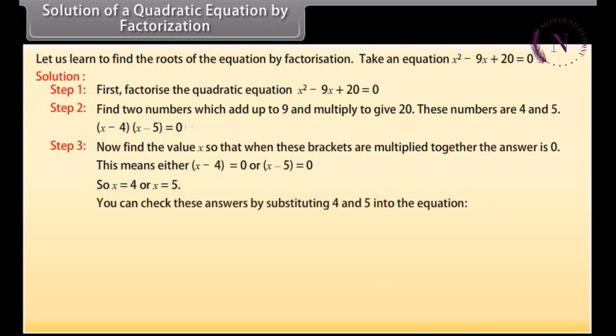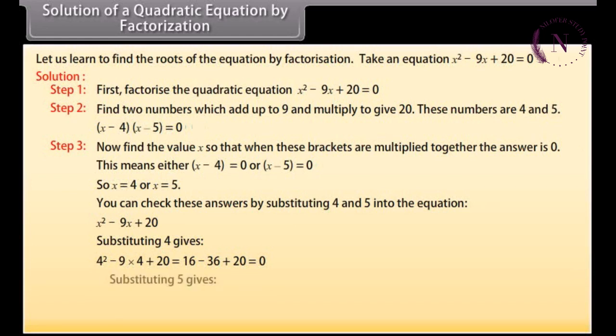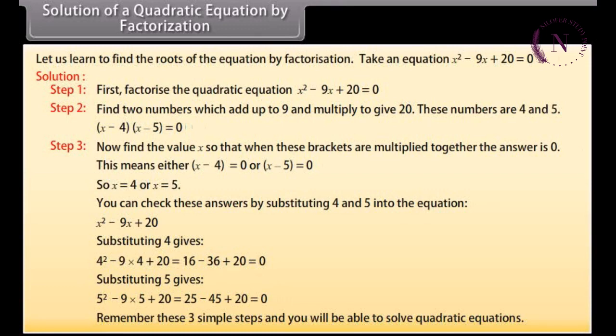You can check these answers by substituting 4 and 5 into the equation x squared minus 9x plus 20. Substituting 4 gives 4 squared minus 9 into 4 plus 20, which is equal to 16 minus 36 plus 20 equals 0. Substituting 5 gives 5 squared minus 9 into 5 plus 20, which is equal to 25 minus 45 plus 20 equals 0. Remember these three simple steps and you will be able to solve quadratic equations.